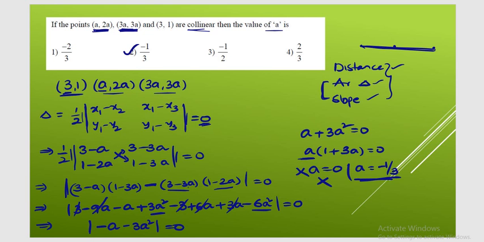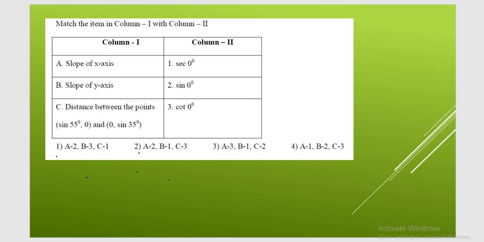So this is one particular approach. And if you want, you can go by the slope method also. There also you are going to get the same condition. Okay. Next, moving on to one more question. So what is the slope of x-axis? Slope of x-axis is 0. Slope of y-axis is not defined. So already we know it does not exist.